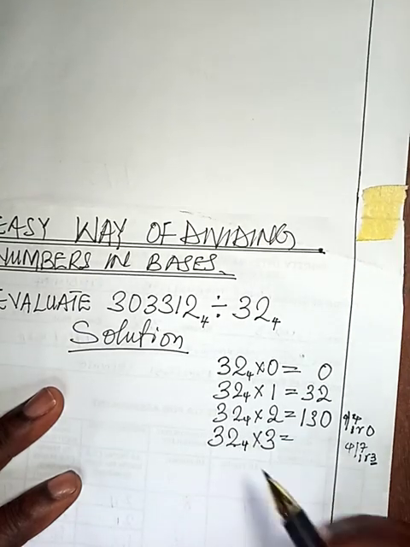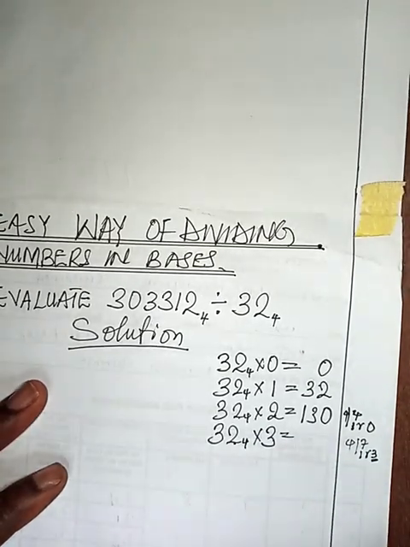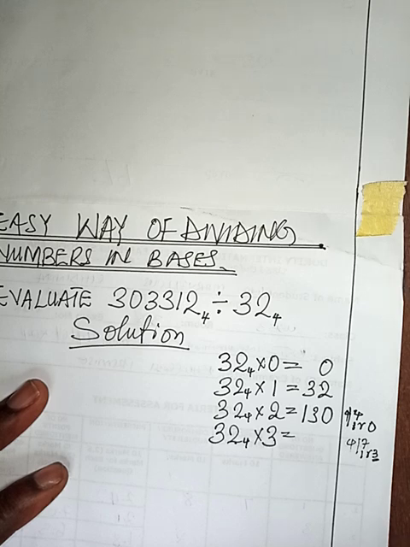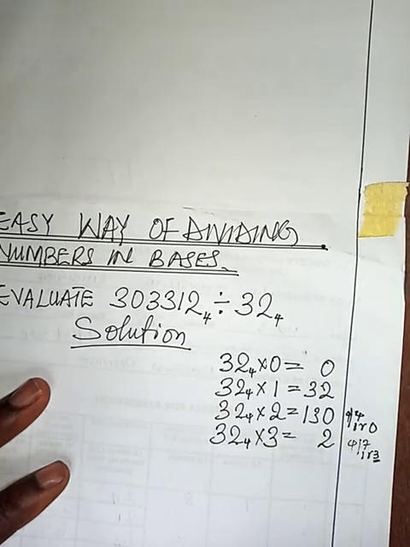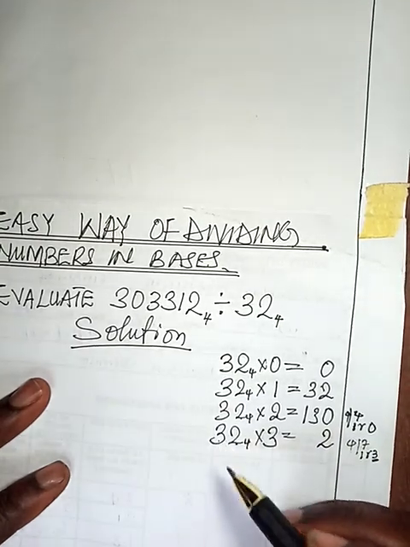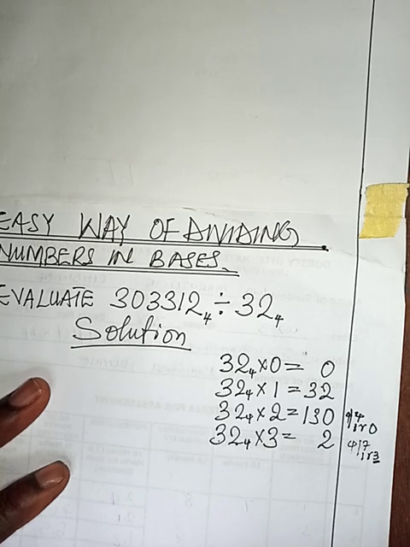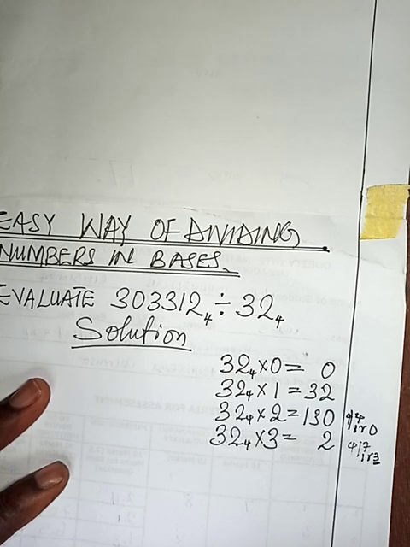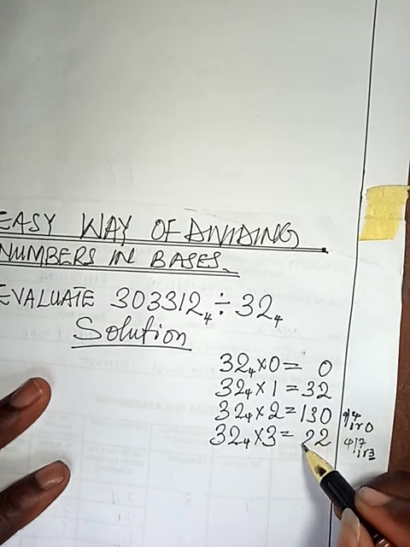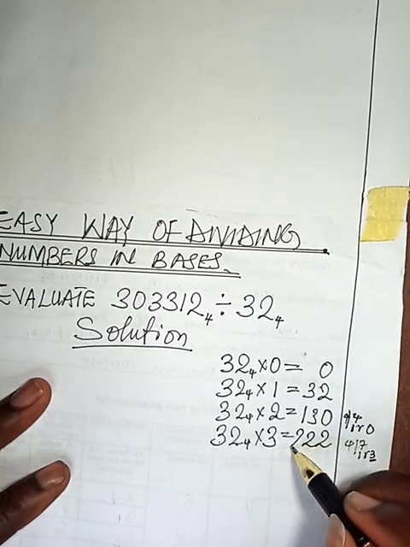Now 32 base 4 times 3. 3 times 2 is 6. 6 divided by 4 is 1 remainder 2. You write the remainder and carry the quotient, which is 1. 3 times 3 is 9 plus the 1 you're carrying. That will give me 10. Now 10 divided by 4 will give me 2 remainder 2. You write the remainder and then write the quotient.